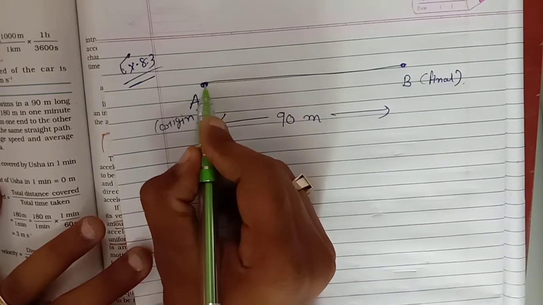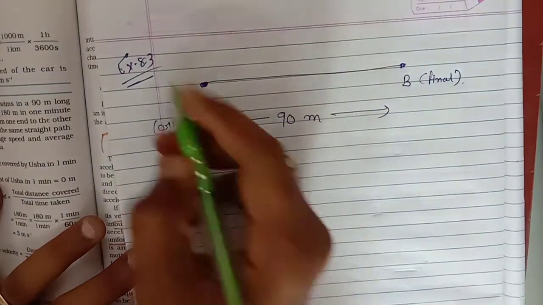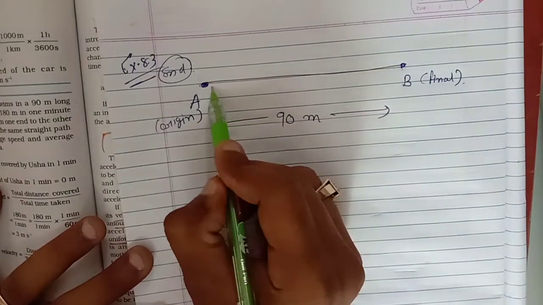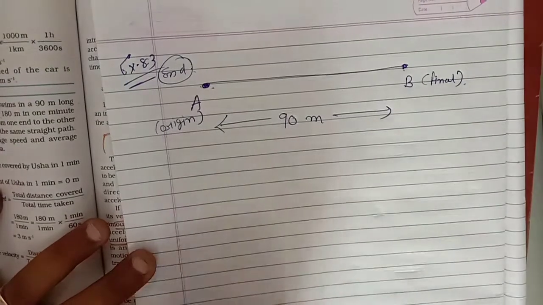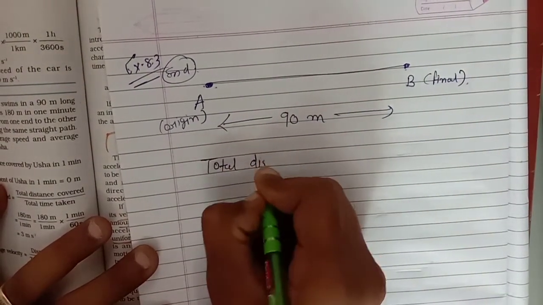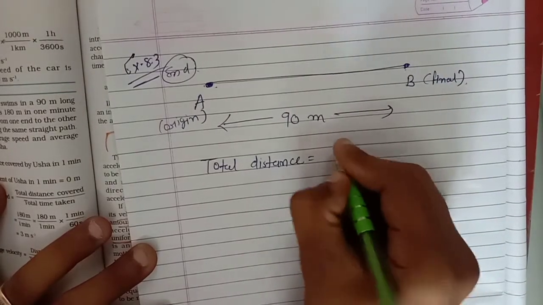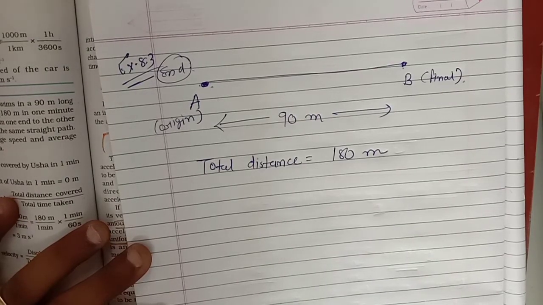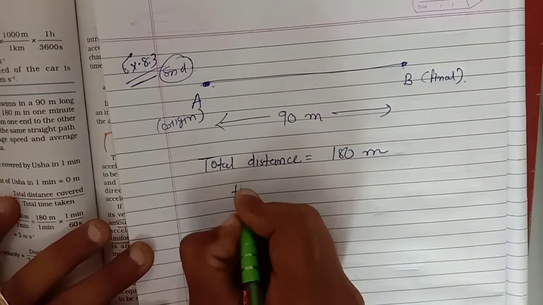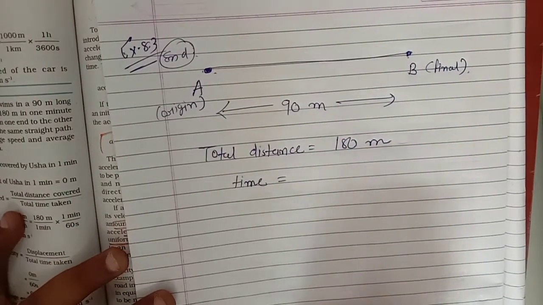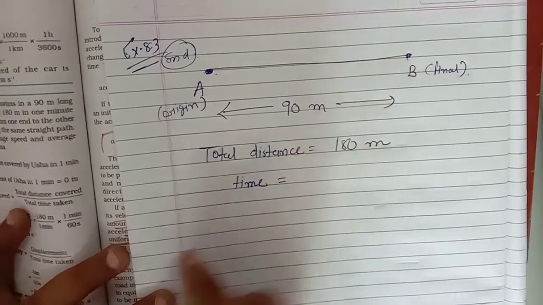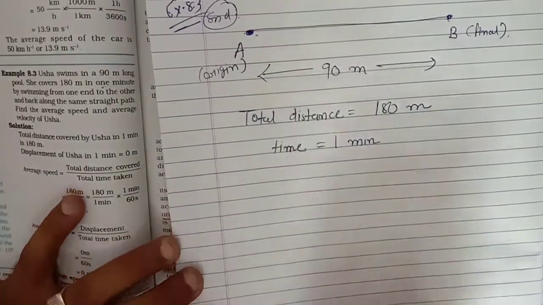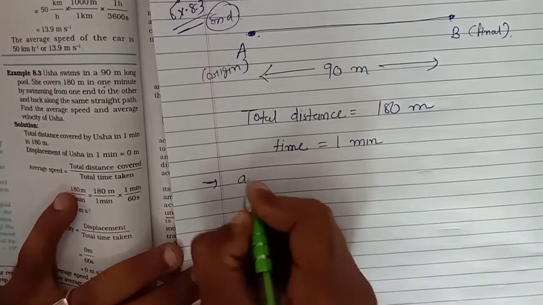Means start from here, reach here, and end again here, at A point. Means 90 meter plus 90 meter. So the total distance is 180 meter. Clear? In how much time does she cover it? She covers 180 meter. So the time taken to complete one round of the swimming pool is, in the question, given as 1 minute. Clear?